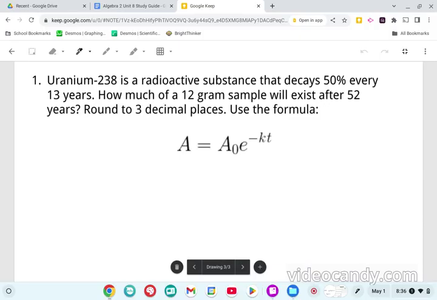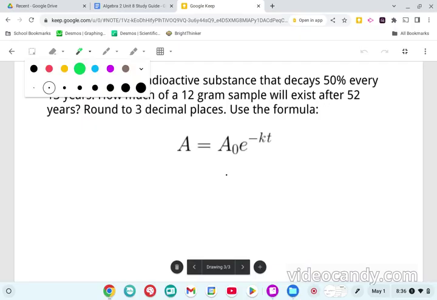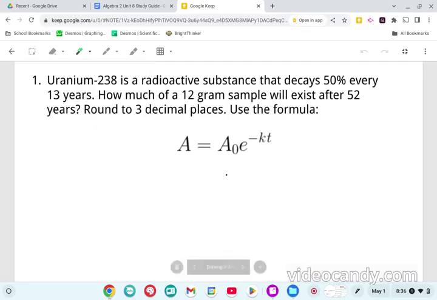The first one that we have here is just using this formula that you're given, putting all the inputs in the right place. So it says uranium-238 is a radioactive substance that decays 50% every 13 years. How much of a 12-gram sample will exist after 52 years? Alright, so just so we are clear, the A0, which is the amount at the beginning, is that there is 12 grams.